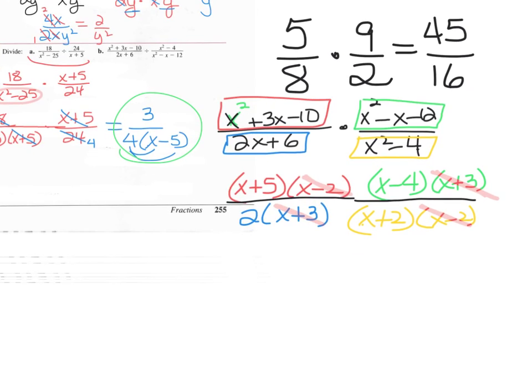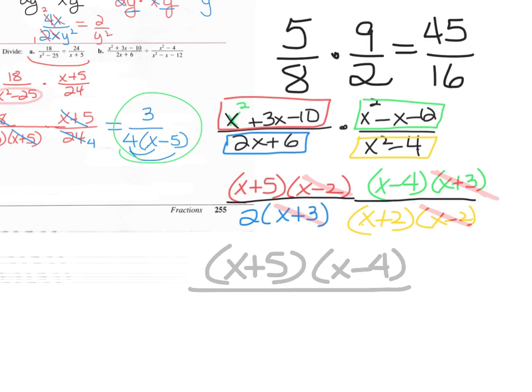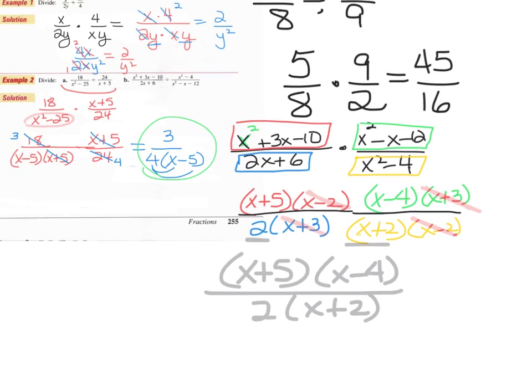Okay, so now what remains is the x plus 5. I didn't cross that off. The x minus 4. These are all left on the top. And then in the denominator, I have a 2 and an x plus 2. And you're done. There's nothing else that can be simplified here. So once you flip it, the process is the same as last night.